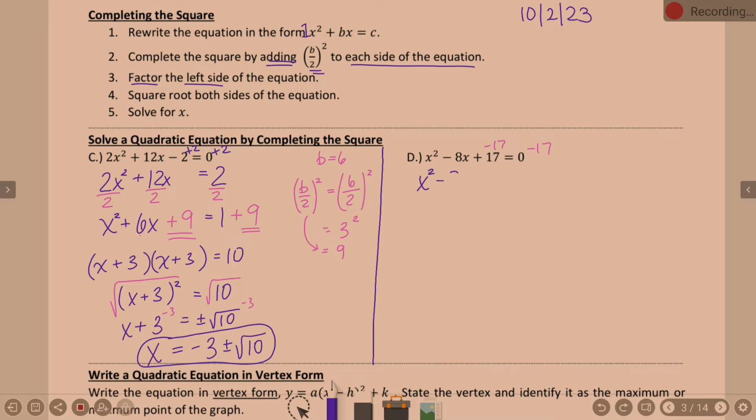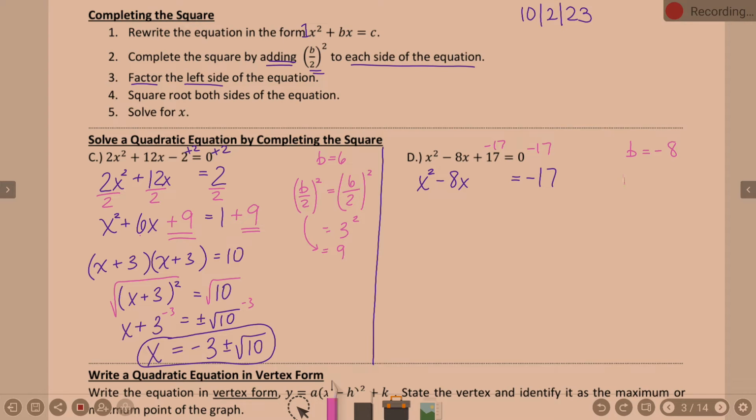X squared minus 8x equals 0 minus 17 being negative 17. Is step 1 done? Wait, yeah. In this case, it's already a 1x squared, isn't it? So step 1 is done. Step 2. What do you know? B. Negative 8. Okay. Identify that b value. And b didn't change in this case, right?